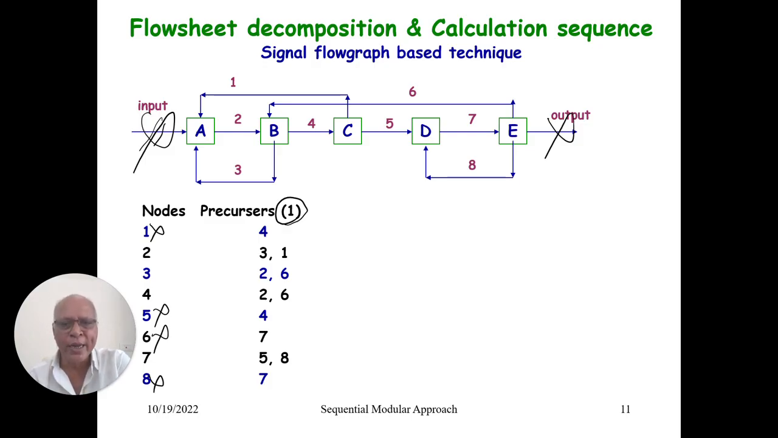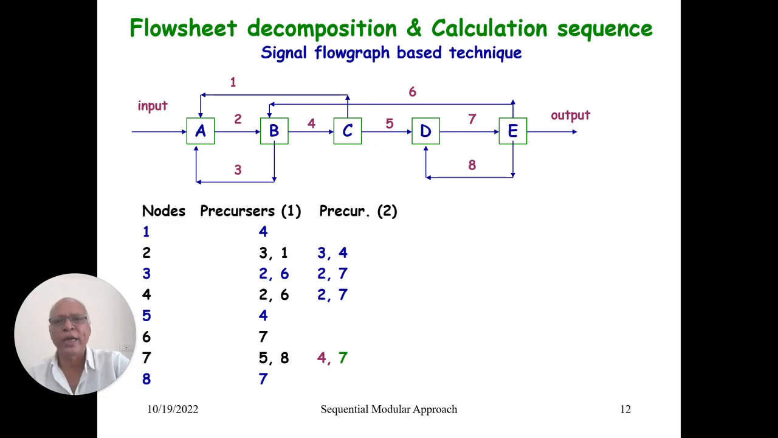But when you are writing the second level of precursors, when you drop any node just because it has a single precursor, you should not continue writing it in the next level. I have dropped stream 1, stream 5, stream 6, stream 8 from further consideration. But 3 is continuing in the next level, 4 is continuing, 7 is continuing, 2 is continuing. So the precursors should also list only the streams that are continuing at this point.